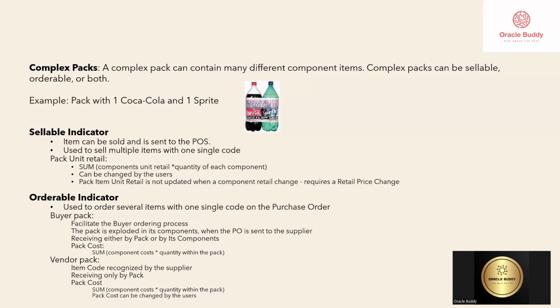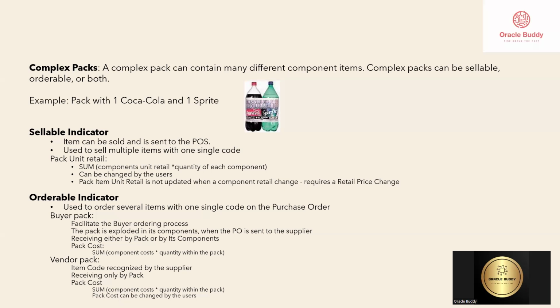So the sum of component unit retails and the quantity of each component will give us the pack unit retail. It can be changed by the users. Pack item unit retail is not updated when a component retail changes. Suppose we have a pack of a cola and a Sprite, which is around $10. If Coca-Cola and Sprite's unit retail is changed, it will not affect the pack component retail.